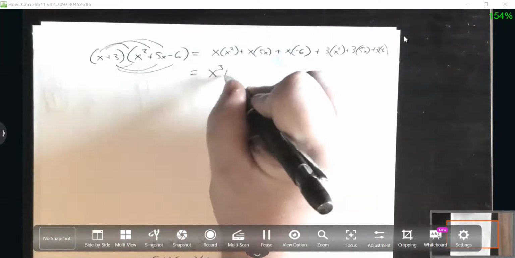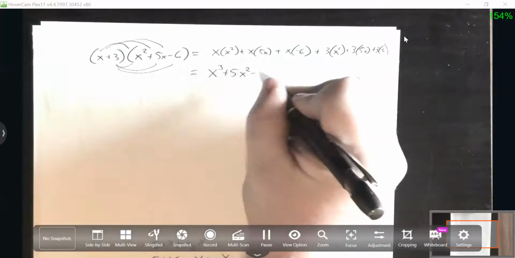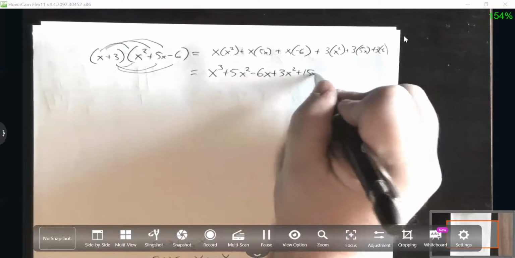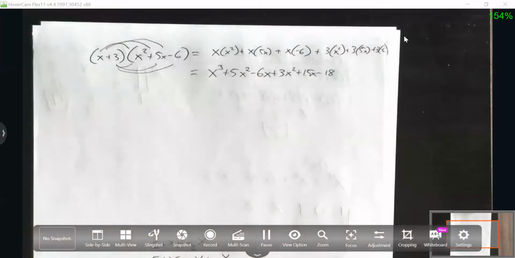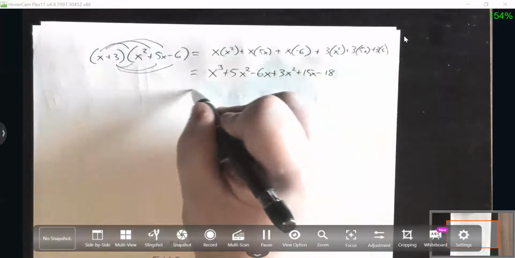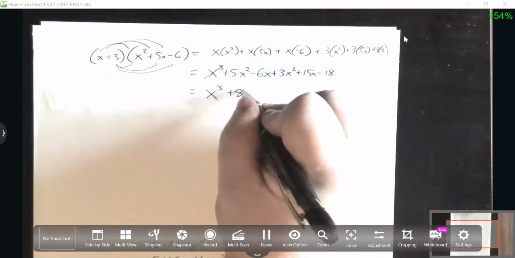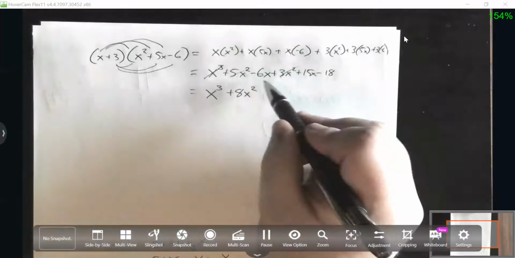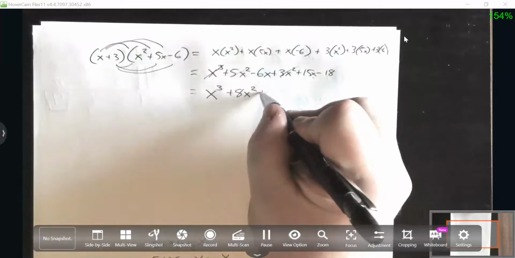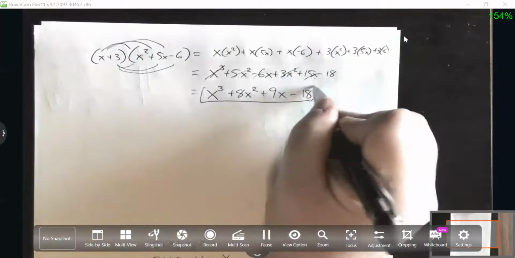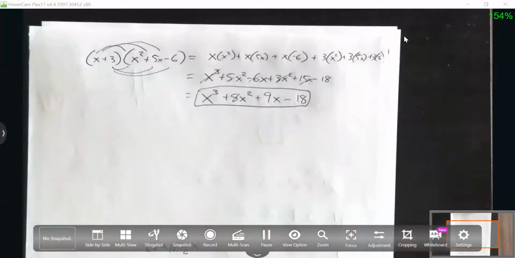So that gives me an x cubed plus 5x squared minus 6x plus 3x squared plus 15x minus 18. Finally, after simplifying, we just combine any like terms. We just have the 1x cubed, we have a 5x squared and a 3x squared, which is an 8x squared. We have a -6x and a plus 15x, which is a plus 9x, and we have a minus 18. So this would be our answer. This is perhaps the most direct method of doing it. There are several ways that you can do multiplication of polynomials.